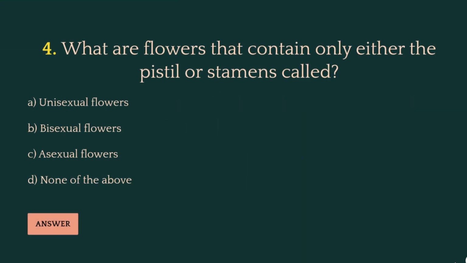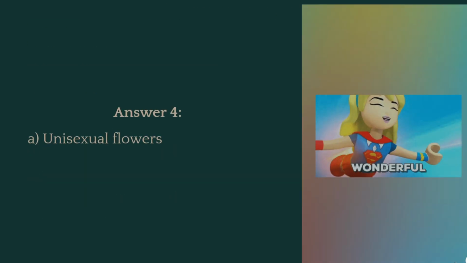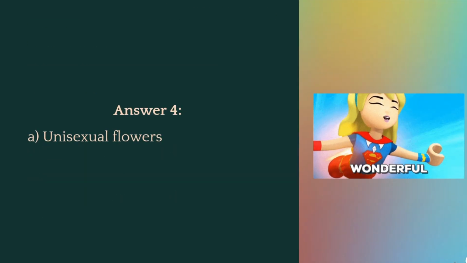Let's move on to the next question. What are flowers that contain only either the pistil or stamen called? Is it A, unisexual flowers, or B, bisexual flowers? Is it C option, asexual flowers, or none of the above? The correct answer is A option, that is unisexual flowers.